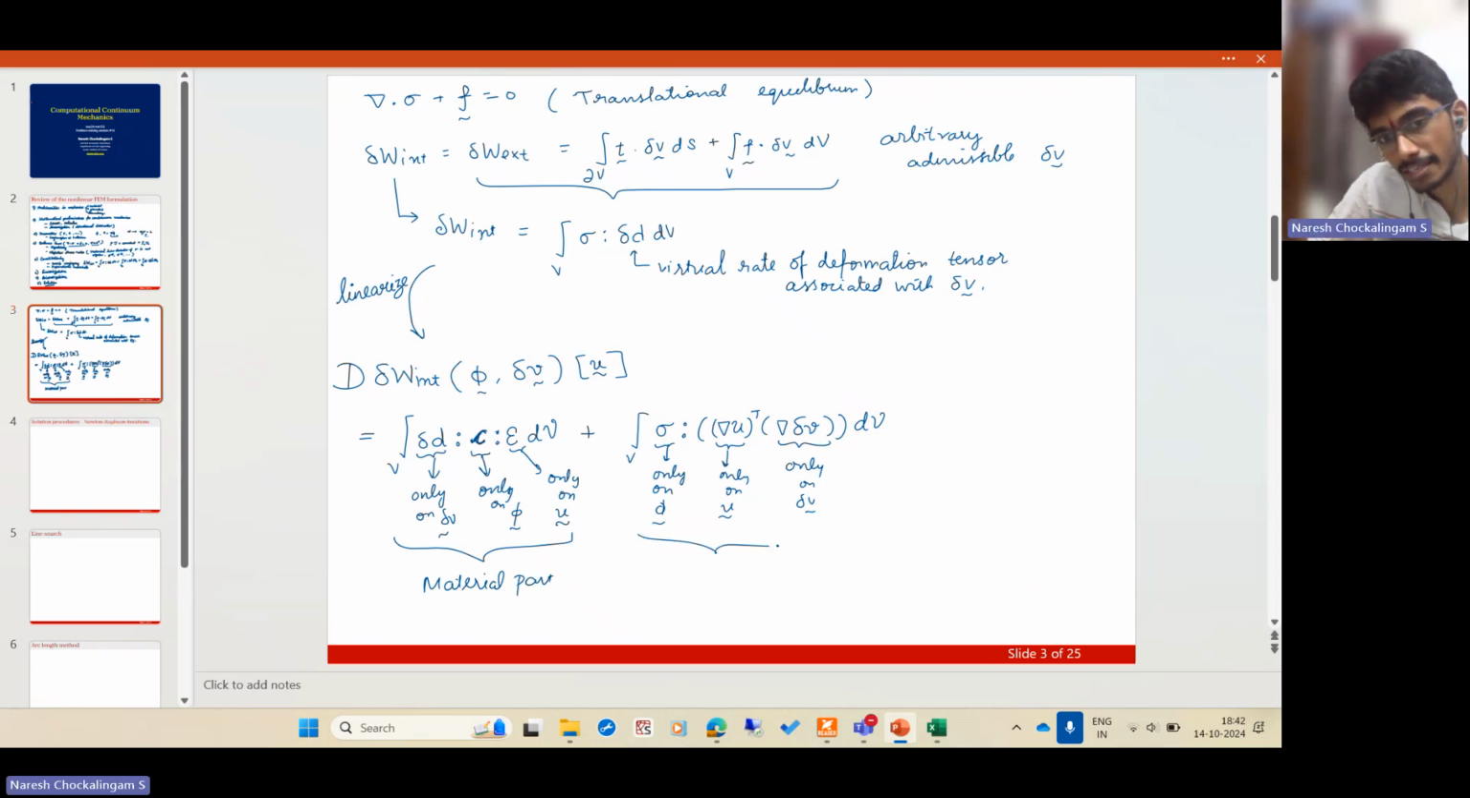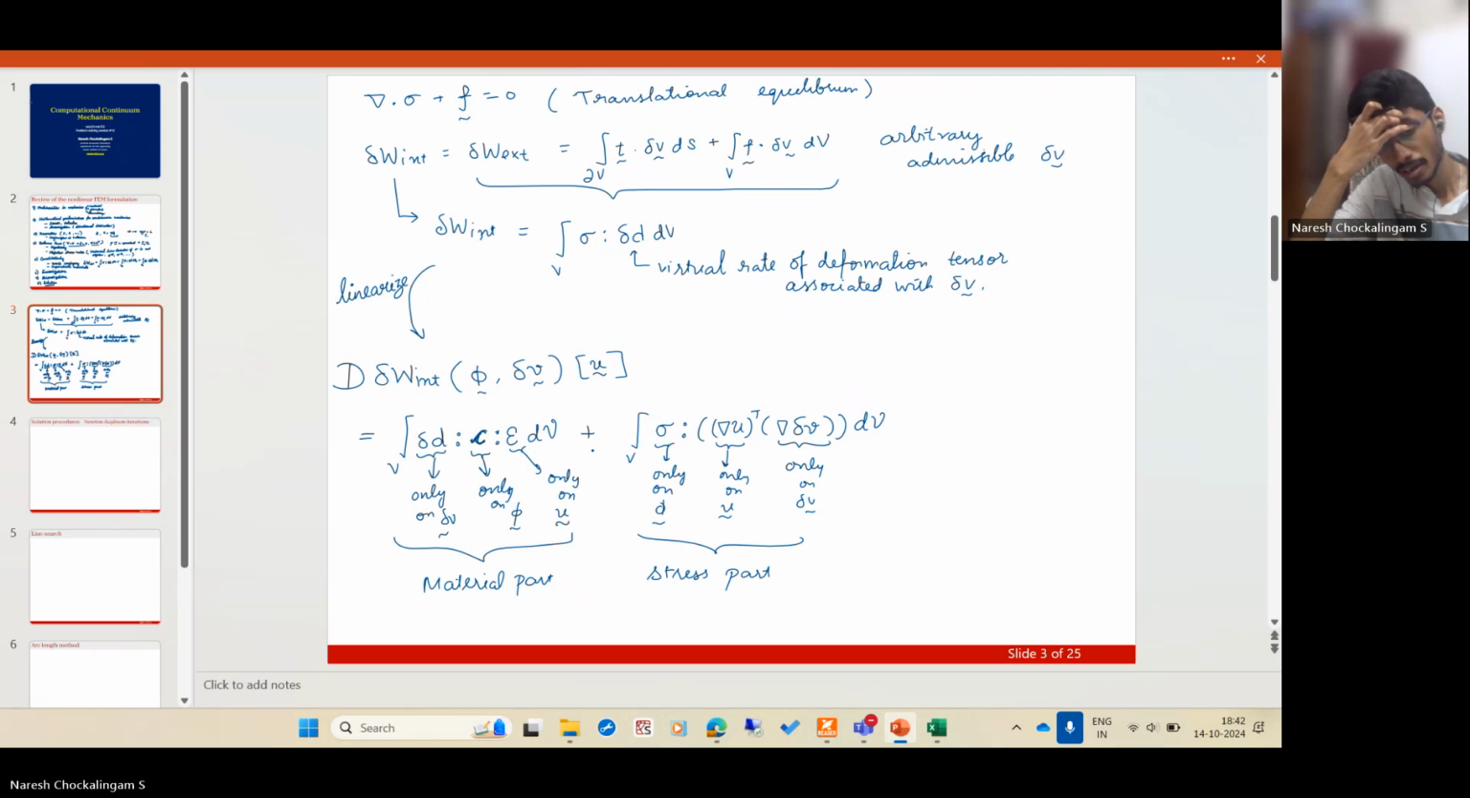And this is called the stress part. So the linearized internal virtual work expression has two components. One depends only on the material and does not depend on the current stress state directly. And the other component depends only on the current stress state and not on the material properties directly.